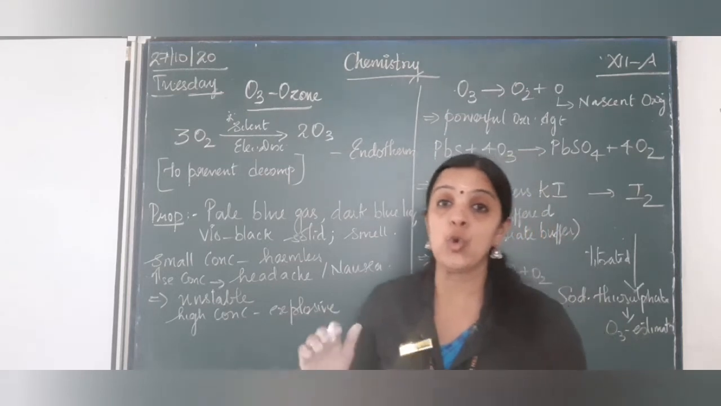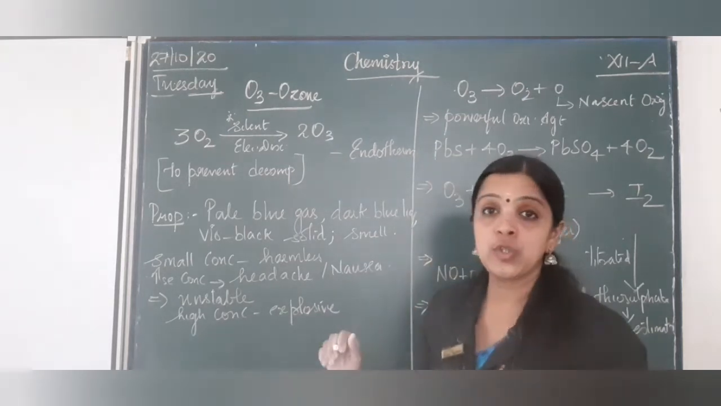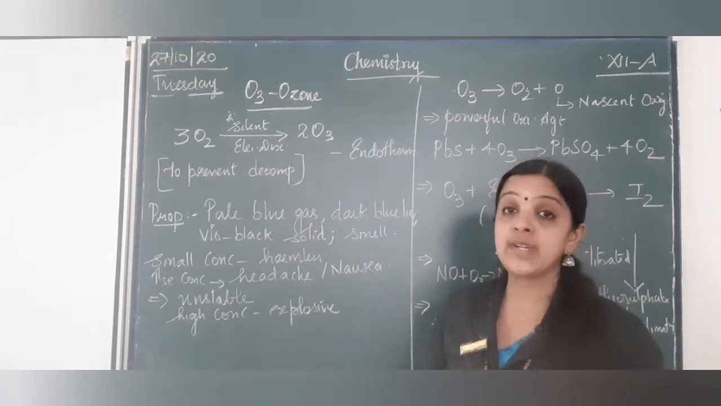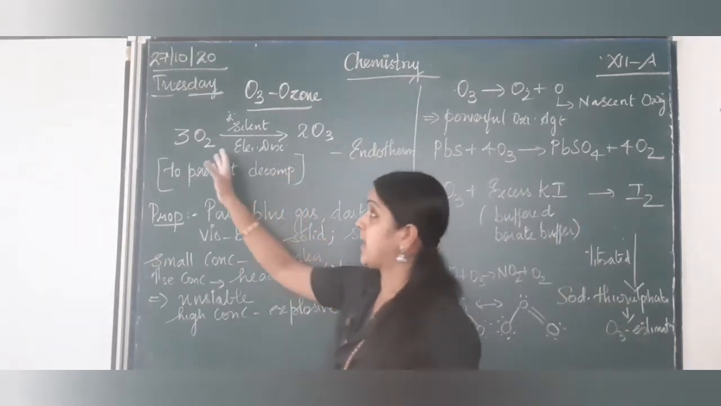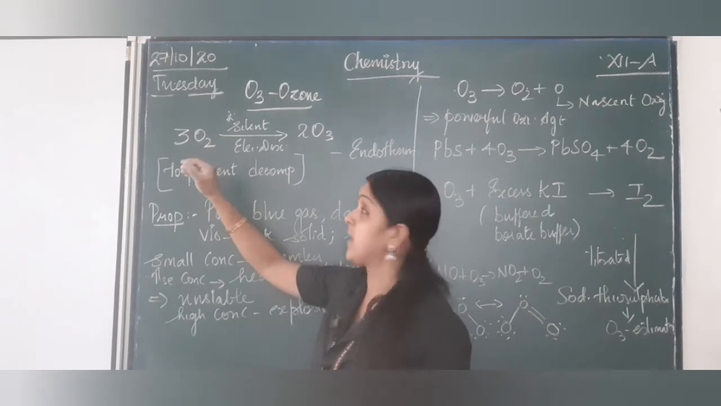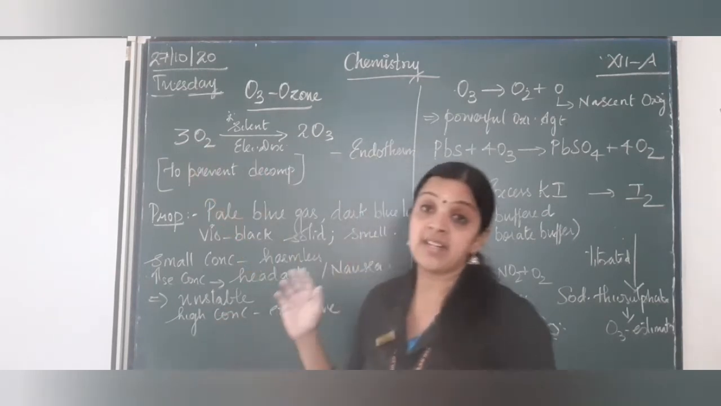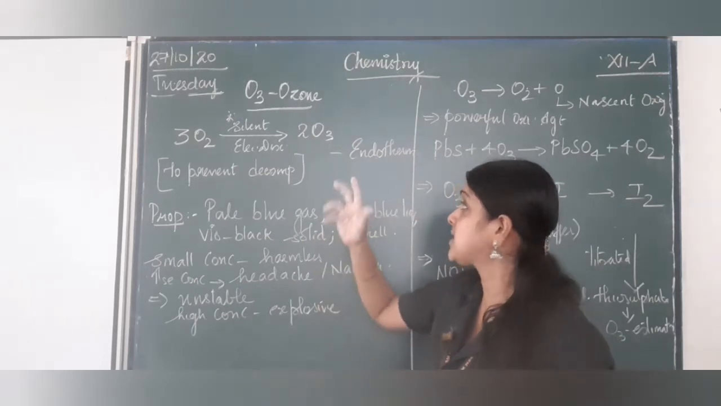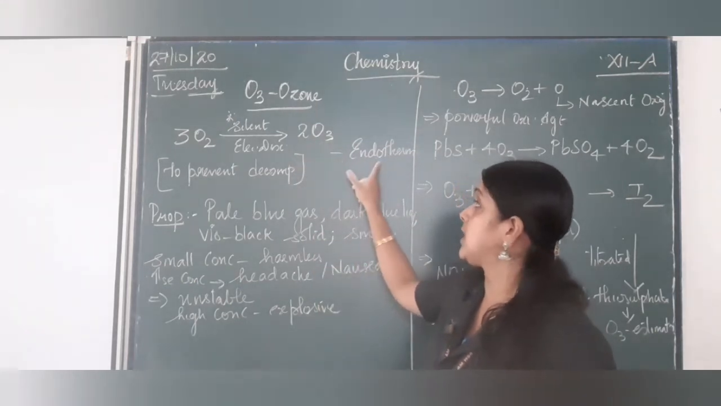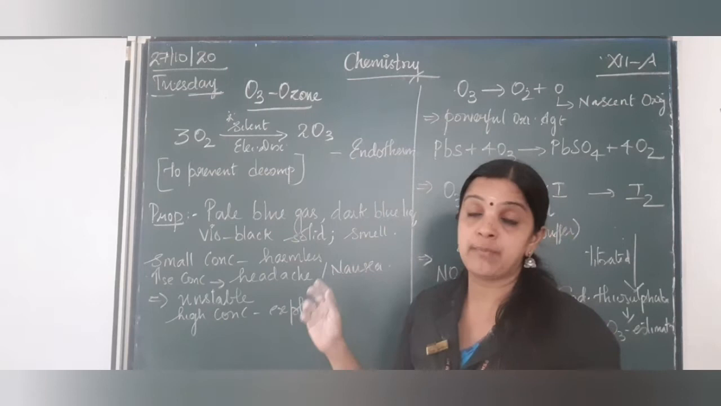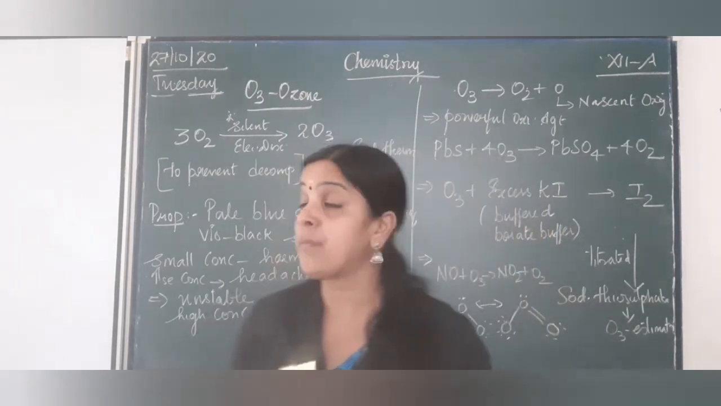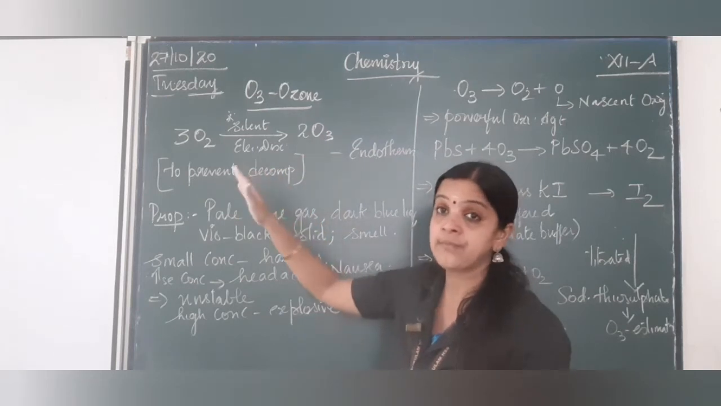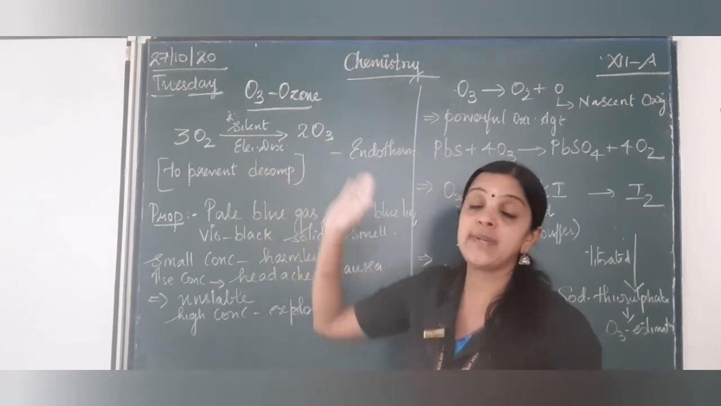We'll get into ozone. It has 3 oxygen atoms. Now, how is it prepared? That is by heating dioxygen in a silent electric discharge. When you do it in a silent electric discharge, it gives ozone, and the process is endothermic, meaning a lot of heat is being absorbed. So, to prevent the decomposition of ozone, it should always be taken in the silent electric discharge tube.